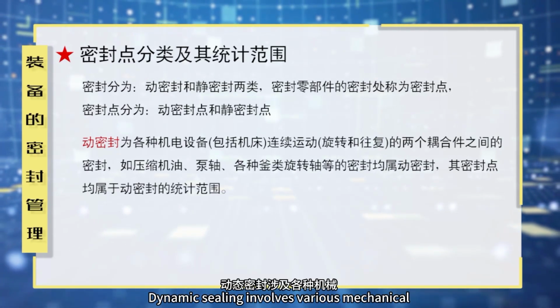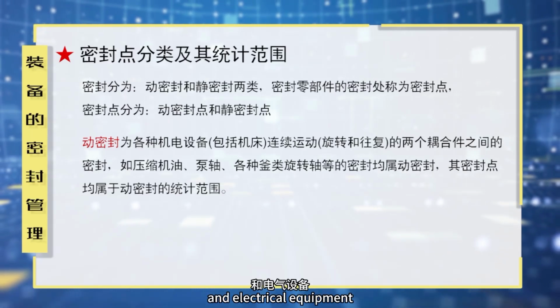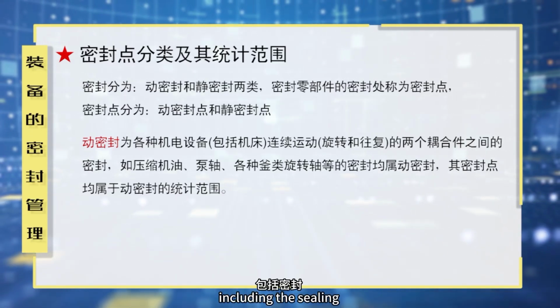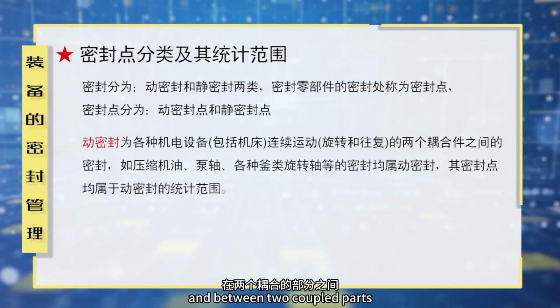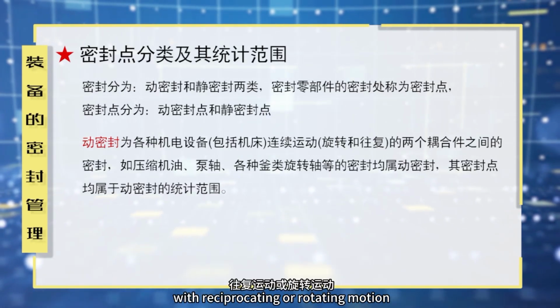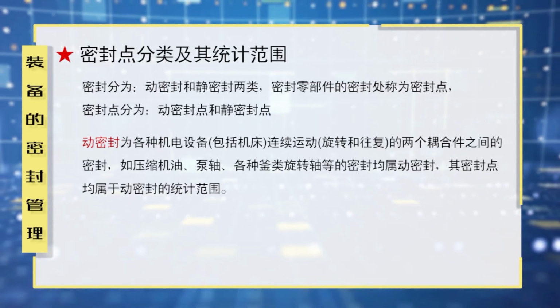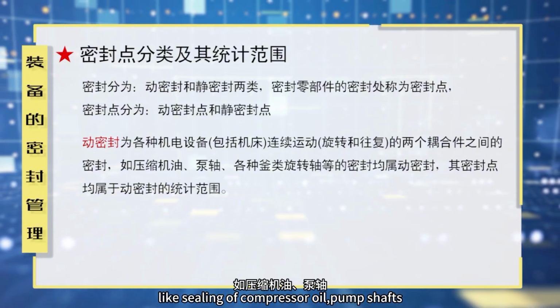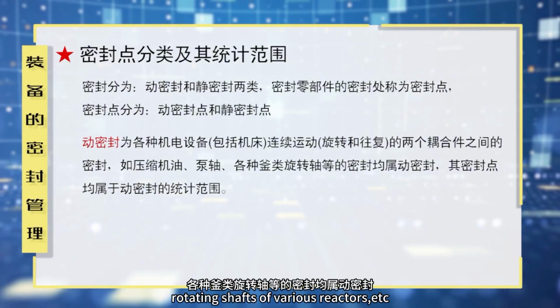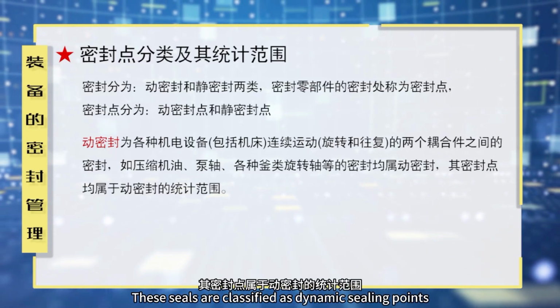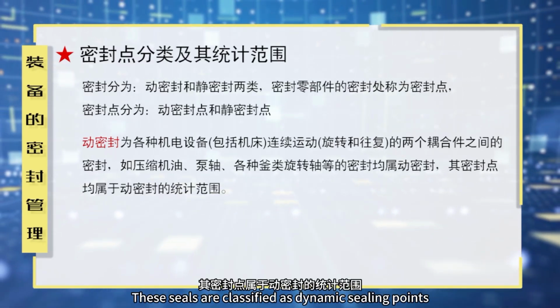Dynamic sealing involves various mechanical and electrical equipment, including the sealing among continuous motion in machine tools, and between two coupled parts with reciprocating or rotating motion, like sealing of compressor oil, pump shafts, rotating shafts of various reactors, etc. These seals are classified as dynamic sealing points.